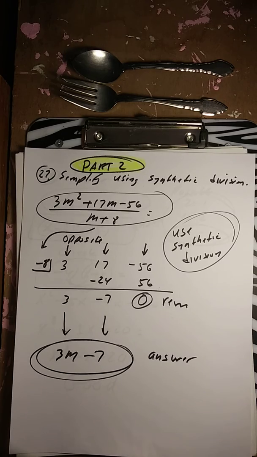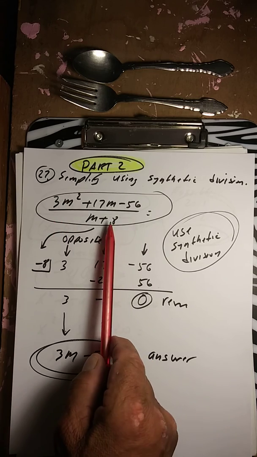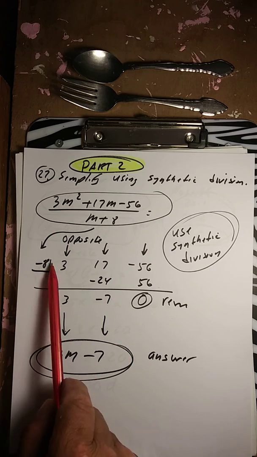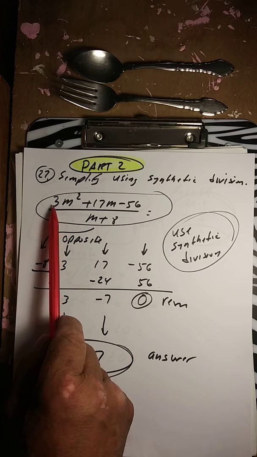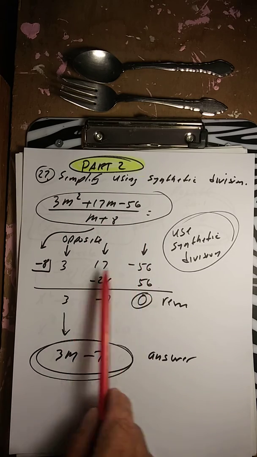Part 2. Simplify using synthetic division. Alright, so here's the original problem. So do the opposite of this. Positive 8, put a negative 8 right there. And just the coefficients. 3, 17, negative 56. Just the numbers, no letters at all.